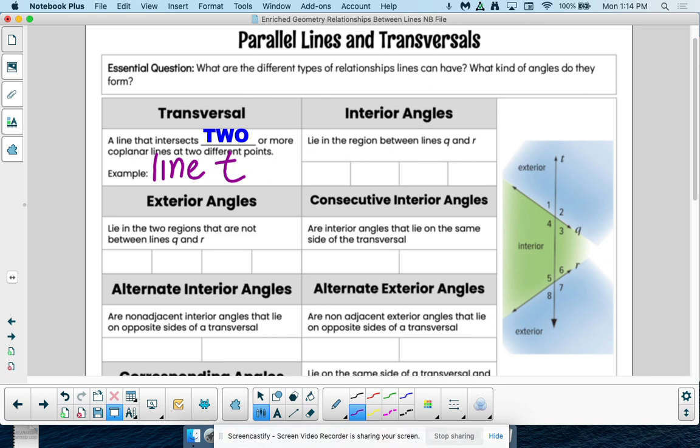So when this happens, we have two different regions that are formed. We have the interior and the exterior. Okay, so the interior would be this green part. So what angles do you guys see in there? 4 and 3. 4, 3, 5, 6. Those would be in your interior region. Angles 3, 4, 5, and 6.